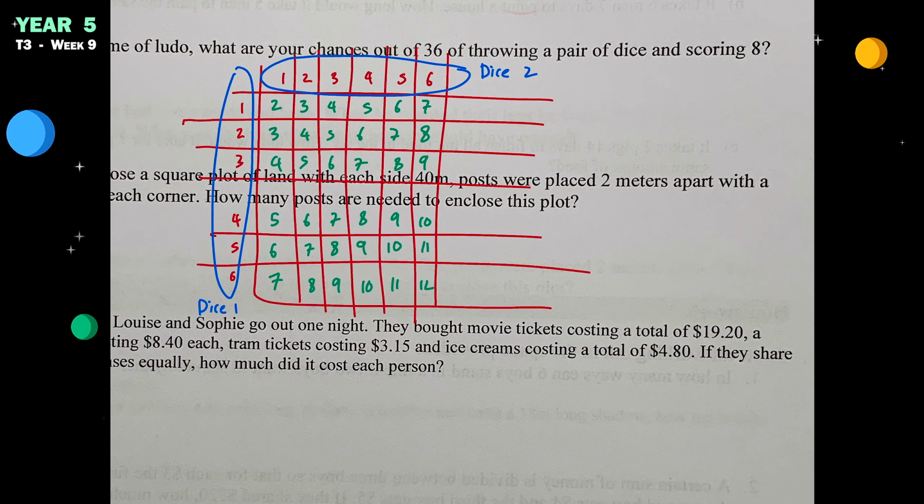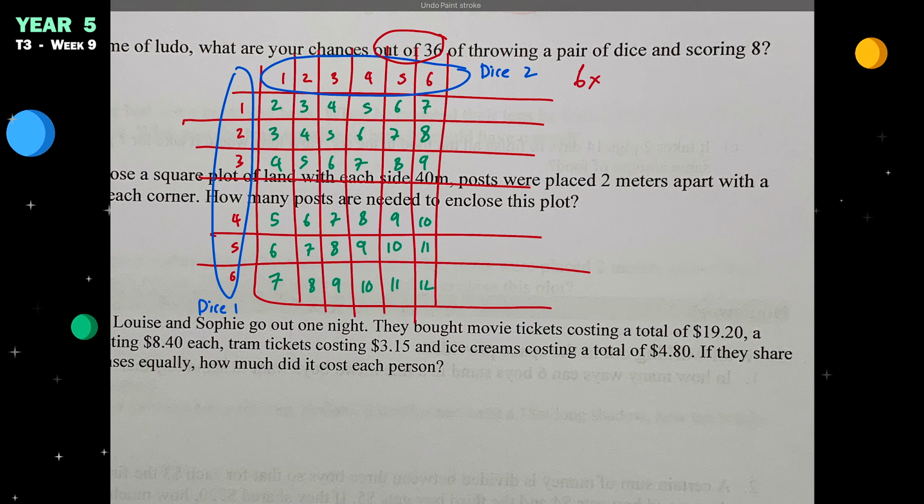Now the reason it's out of 36, like the question says, is because you've got 36 possibilities. You've got 36 numbers in here, right? 6 times 6 is 36 possibilities. Okay.